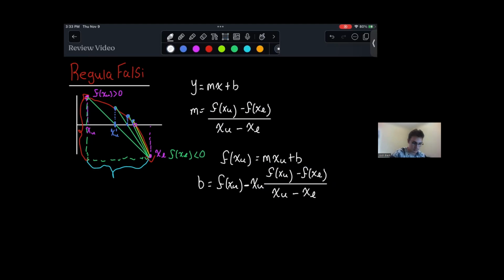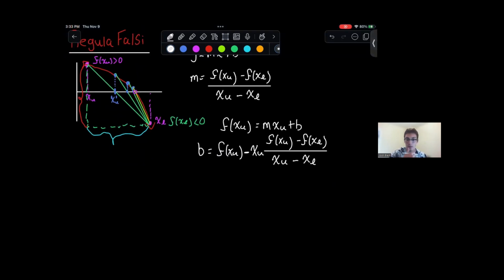B is equal to that. Now that does look confusing, but bear with me, trust me on this one. It works out to look pretty simple. So now that we have our m and our b, we're going to keep those there. We're going to have those be constants. We're now going to dive right into our regular false position method.